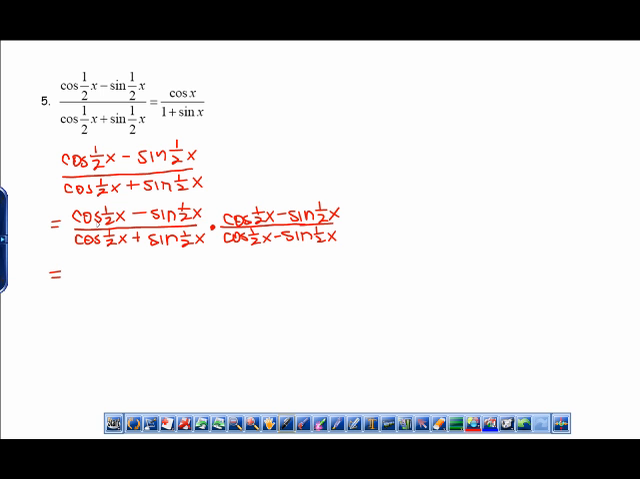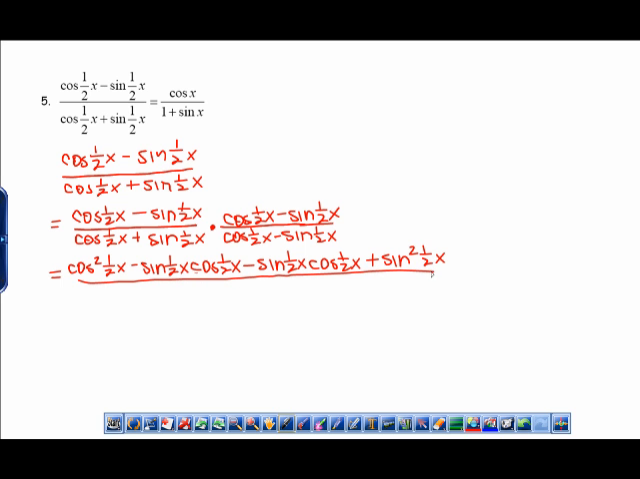Okay, so when I multiply through, I have cosine 1/2 times cosine 1/2. That's cosine squared 1/2, or cosine of 1/2 x squared. Outside would be minus sine 1/2 x cosine 1/2 x. Inside would be minus sine 1/2 x cosine of 1/2 x. And then last would be plus sine squared 1/2 x. Now you already may see what could be happening, but let's go ahead and multiply through the denominator as well.